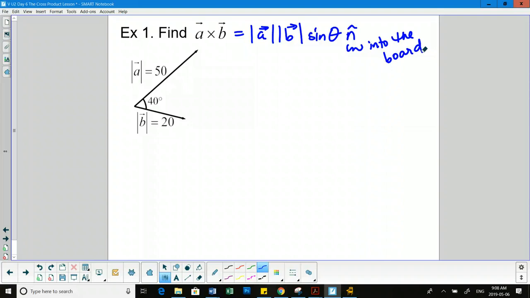Okay, and then we're just going to plug in the remaining things here. So I want magnitude of A, magnitude of B, and sine of the angle when they're arranged tail to tail. And we'll keep in mind that this is into the board, so we have to state that at the end with our answer. So if we take our right hand and we line it up with A, we have to curl toward B.